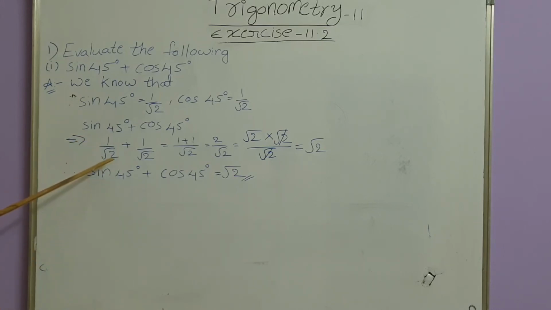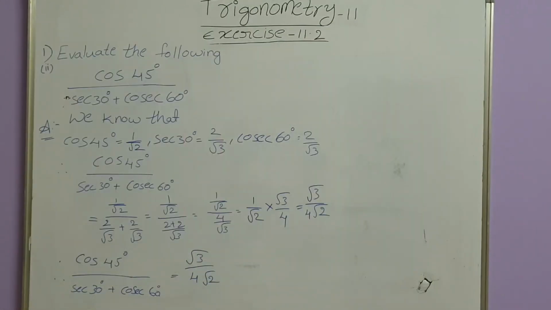First, 1 by root 2 plus 1 by root 2 is equal to, you can take the denominator common, root 2, 1 plus 1 by root 2. 1 plus 1, 2 by root 2. How to write 2? Root 2 into root 2 is equal to 2. So, we can write like this, root 2 into root 2 by root 2. The root 2 by root 2 cancel. We have only root 2. So, sin 45 degrees plus cos 45 degrees is equal to root 2.